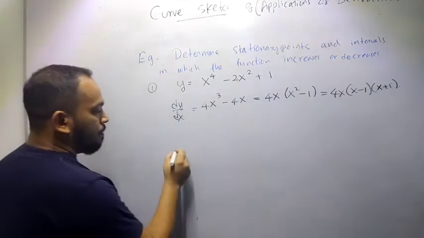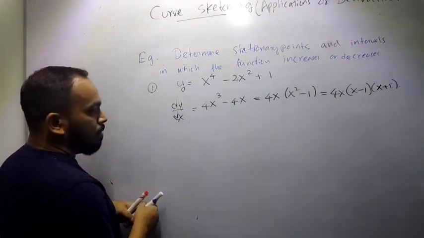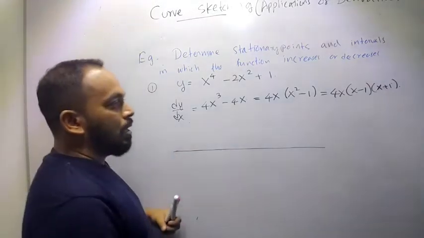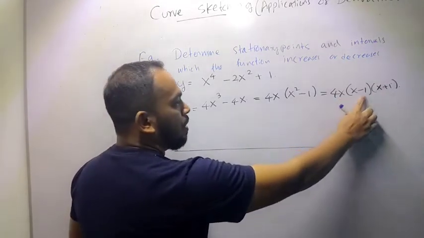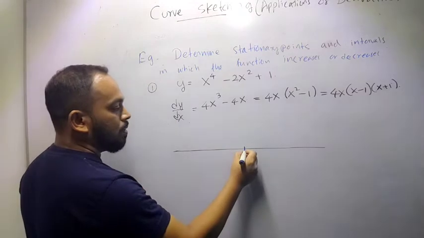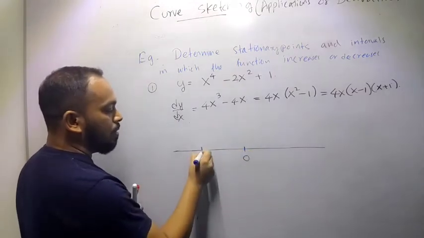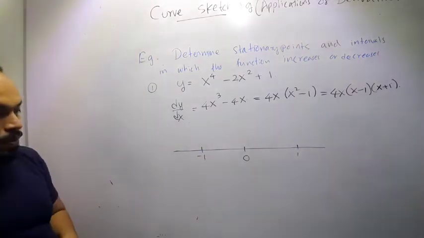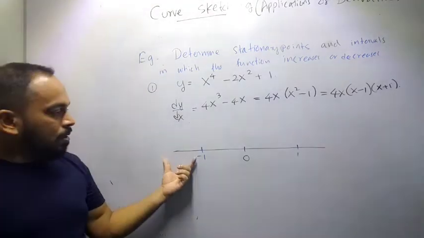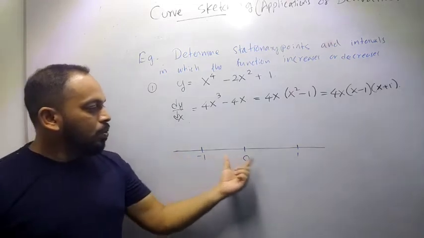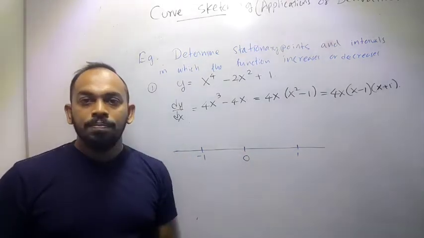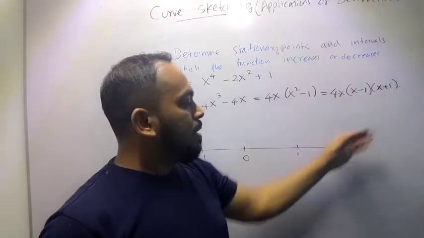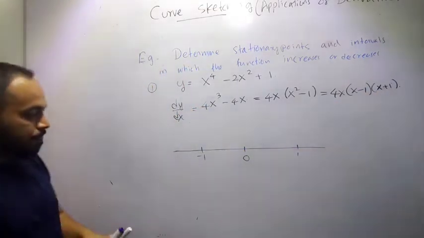The number line, draw the number line. So what are the x values? x equals 0, x equals 1, x equals minus 1. So 0 is in the middle, then minus 1, then plus 1. So how many regions, intervals are there? We have interval 1, interval 2, interval 3, interval 4. In general, if we have 3 critical values, then we have 4 intervals.